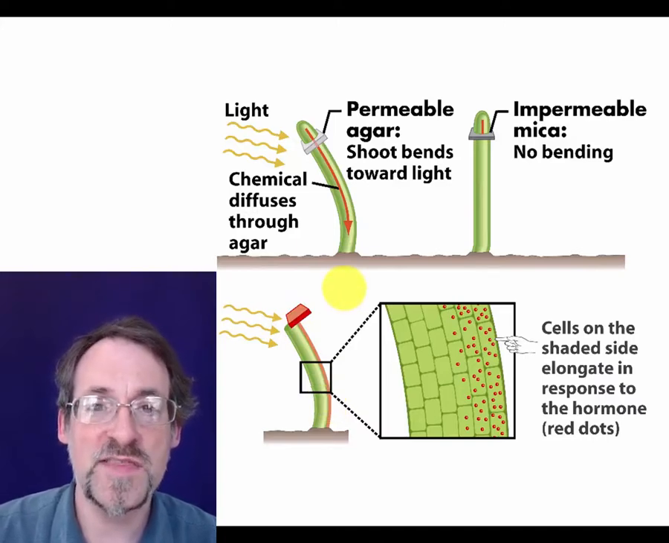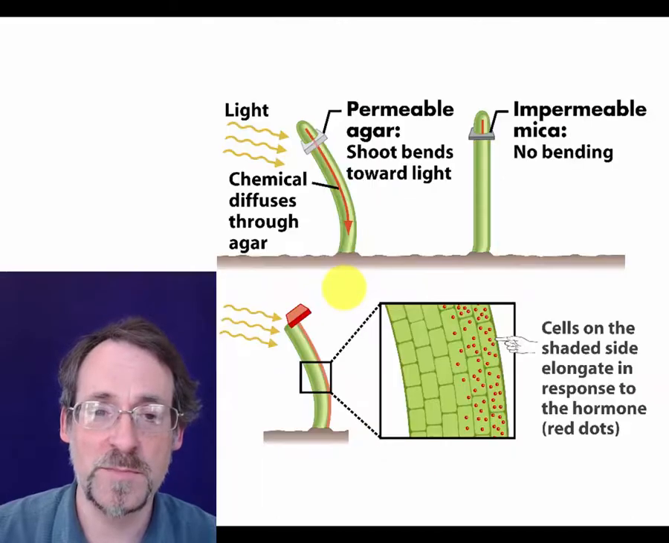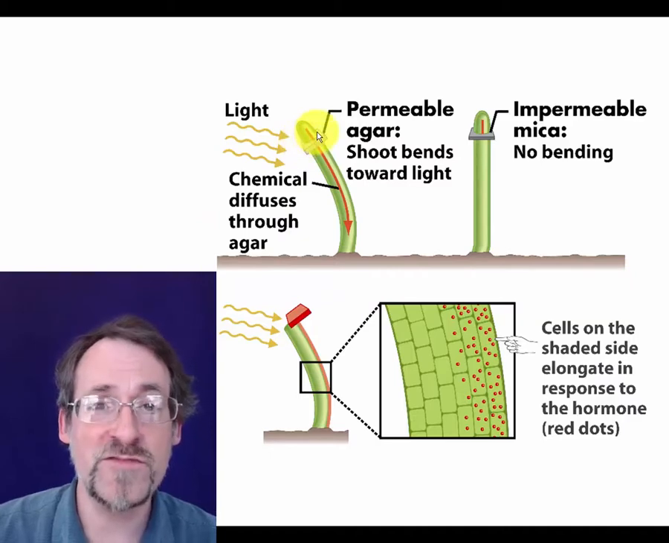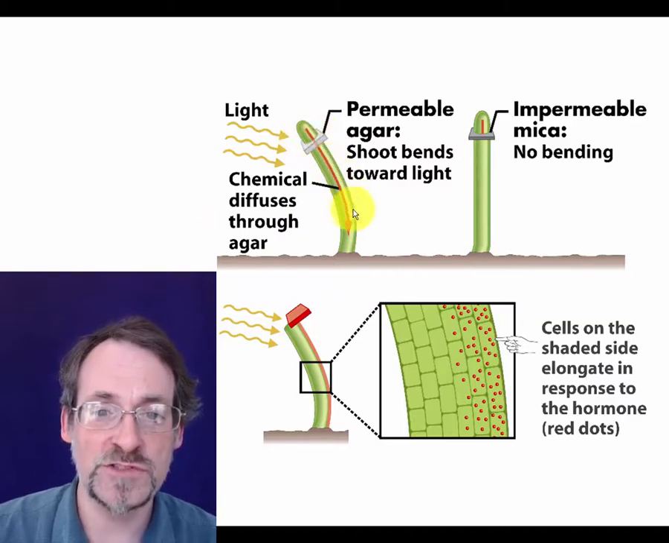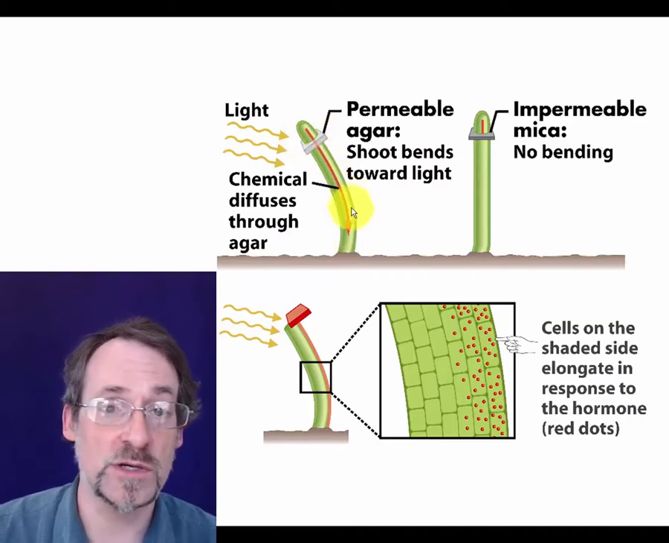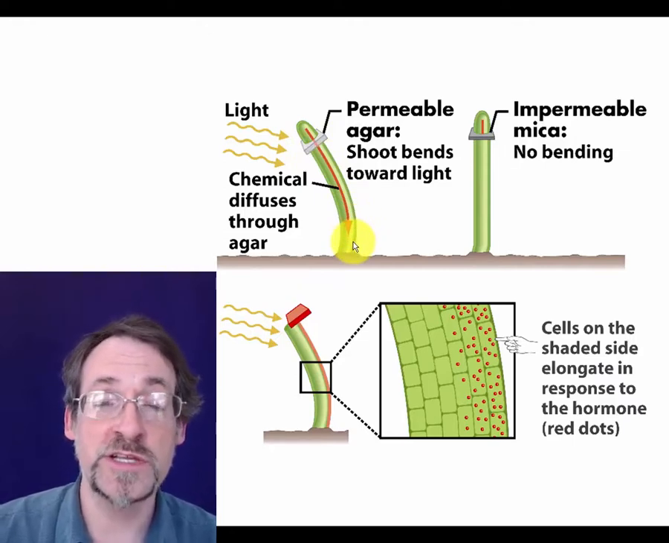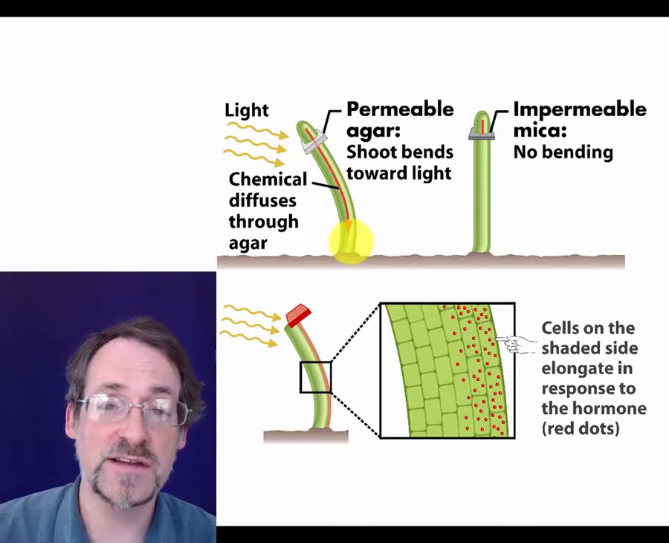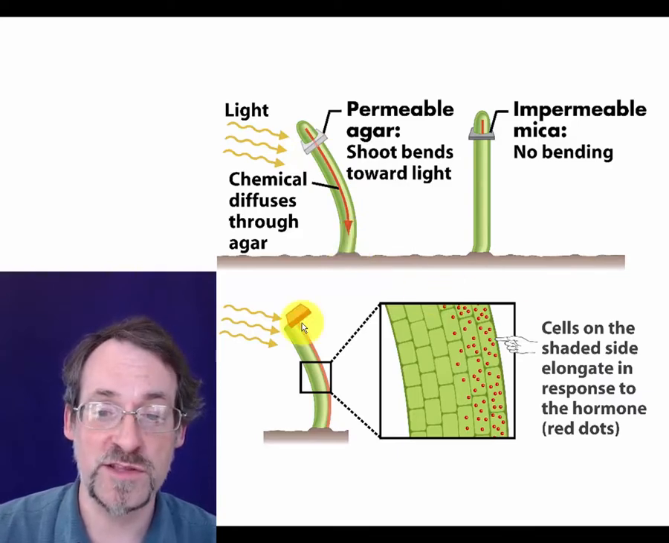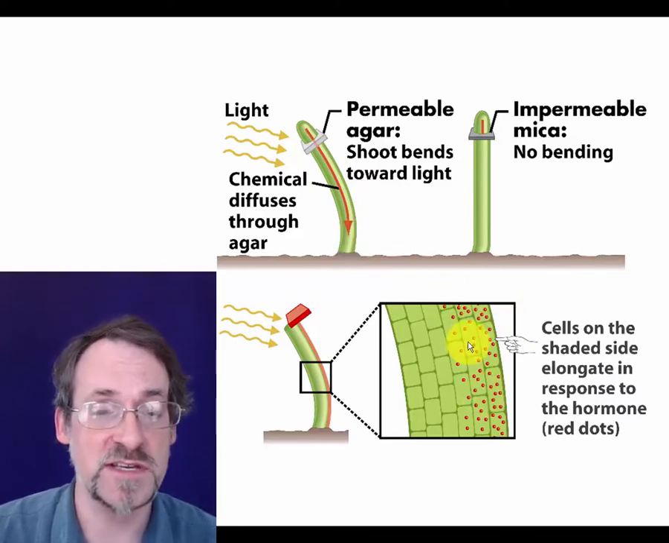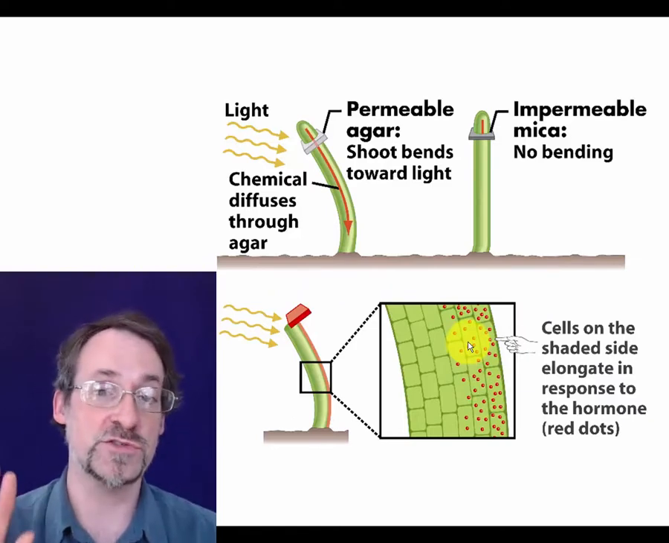What's happening is that in the shoot tip, a hormone called auxin is being generated. It moves away from light and then travels down into the cells that are lower on the plant shoot. That triggers those cells to elongate. And it's that response by those cells, that elongation response, that bends the plant shoot toward the light.